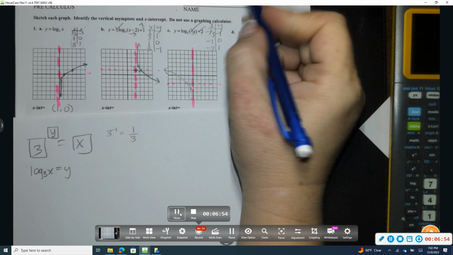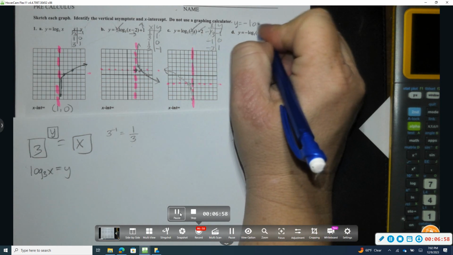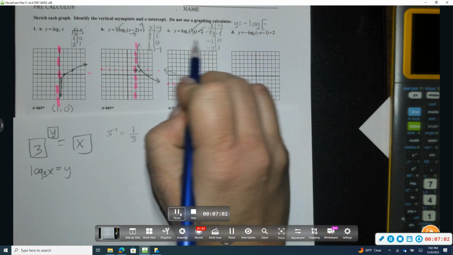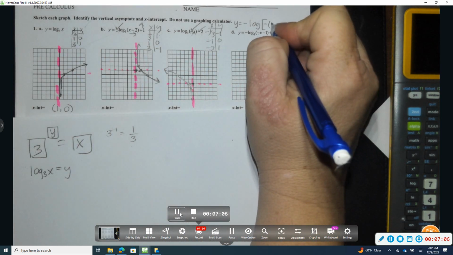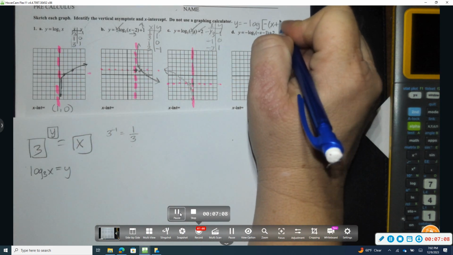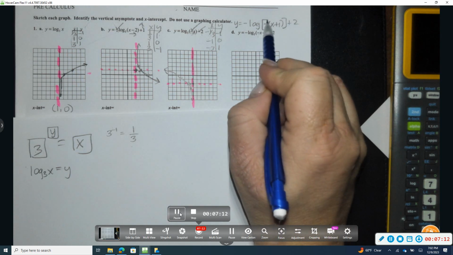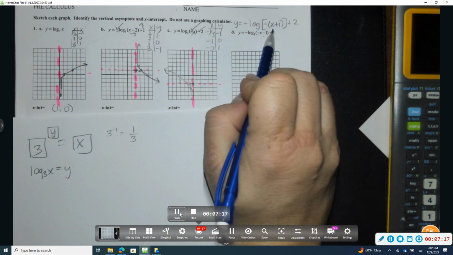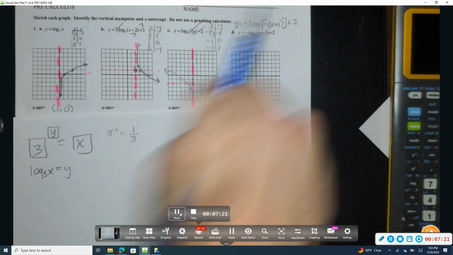So I'm going to rewrite this as y equals negative log, and now I'm going to factor out the negative that's in front. Now, why didn't we do it here? Because there's no other values inside. And I'd be left with x plus 1. Now, let's make sure I'm doing this right. I get negative x and negative 1. Perfect. So what's happening here? We're going to move this to the left 1, and we're going to move it up 2.